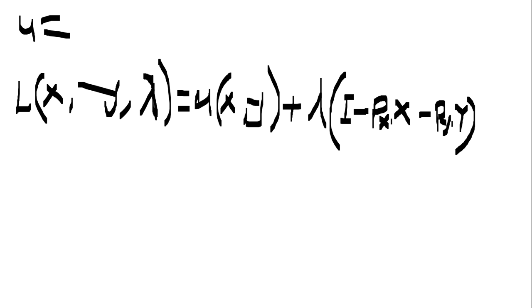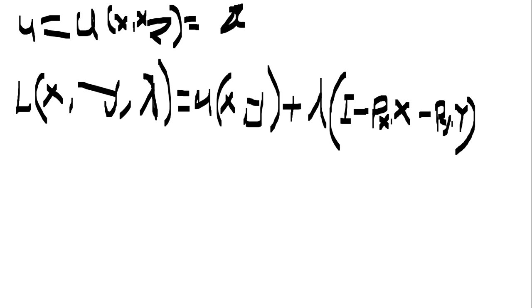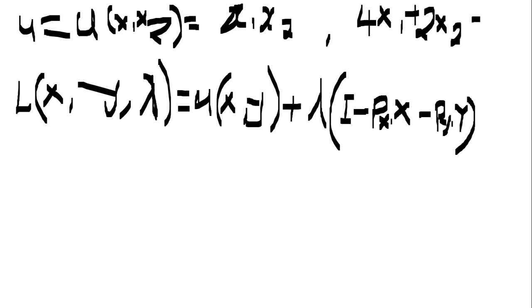So let me look for the function. Okay, I have it. So we had u, x, y, x1, x2, yeah. Then this was equal. The function was like this: x1 x2 subject to 4x1 plus 2x2 is equal to 60.